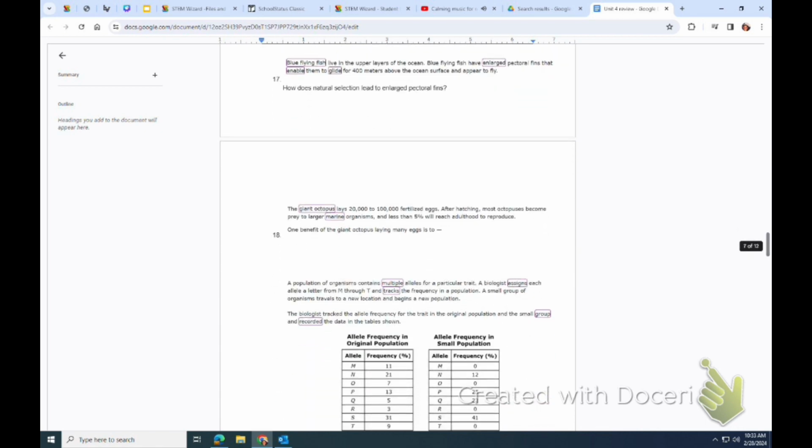The next one says blue flying fish live in the upper layers of the ocean. Blue flying fish have enlarged pectoral fins that enable them to glide for 400 meters above the ocean surface and appear to fly. How does natural selection lead to an enlarged pectoral fin? That is a hard one.